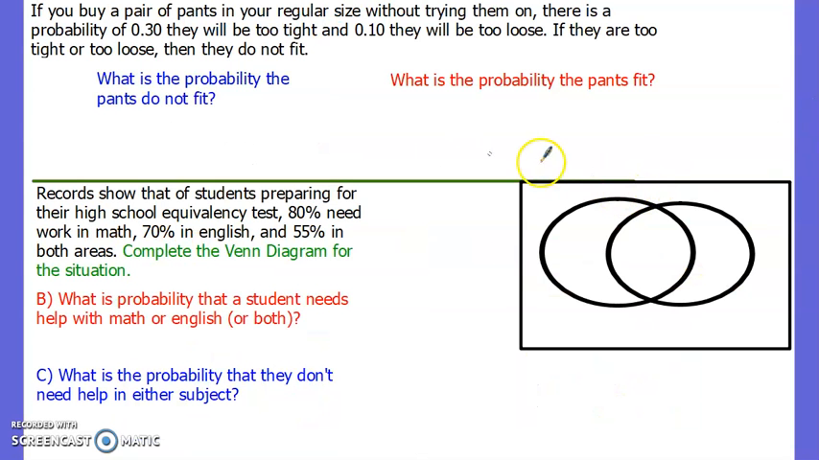Take a second to think about the 2 questions here on the screen. Again, I'm going to pause the video now. See if you can come up with a couple of answers.